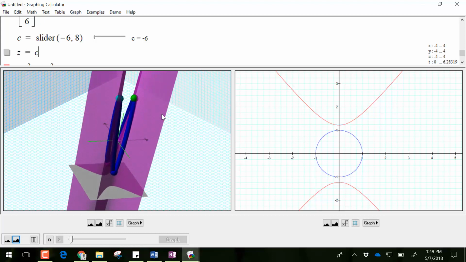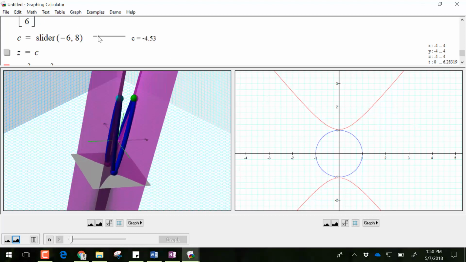If you take a look at that gray plane, that gray plane and the surface cutting each other is equivalent to this red curve on the right side. Okay, so the cylinder is really just a circle. So now let's slowly move this up, and at some point over here, when c is equal to, let's say, -4, right?